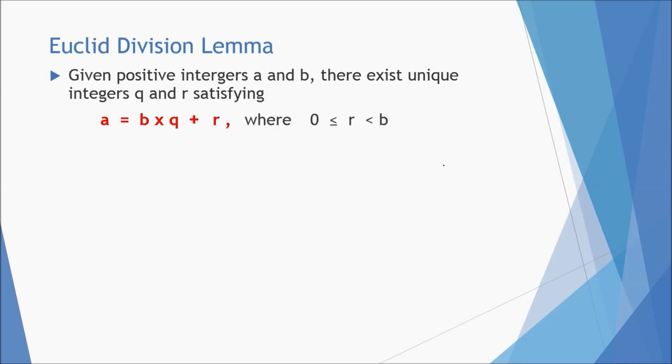We can remember Euclid's division lemma by the previous example. If we divide 9 by 2, we will get 4 as quotient and 1 as remainder. So we multiply the divisor by the quotient and then add the remainder to it. This equation can be remembered with the help of this example.